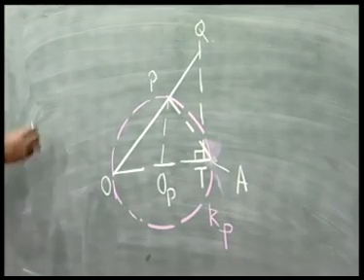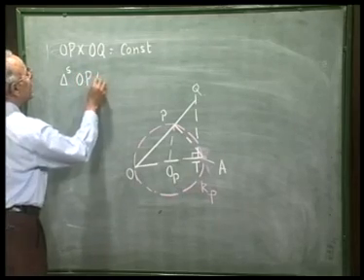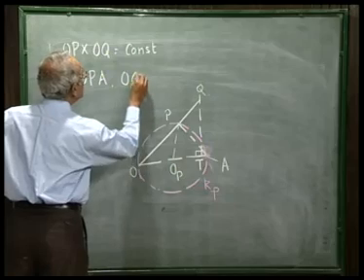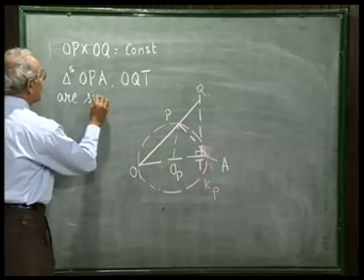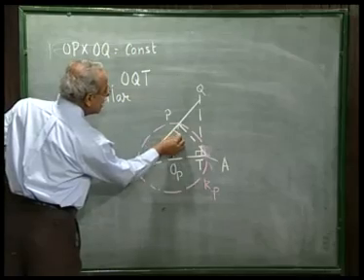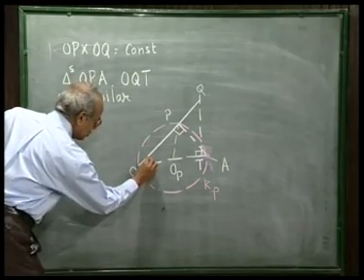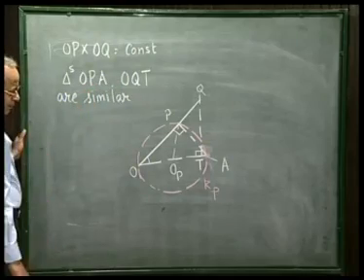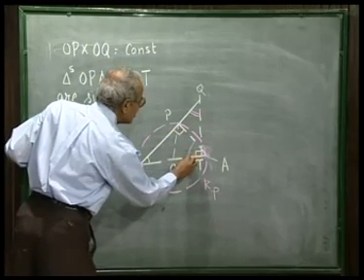Now, what we see is that if we consider two triangles, namely OPA, which is a right angle triangle, and OQT, which is again a right angle triangle, these two triangles are similar. Why? Because the angle at P is 90 degrees, the angle at T is 90 degrees, and this angle is common to both the triangles OPA and OQT, which immediately implies that these two triangles are similar because two of their angles are the same, which will mean this angle is equal to this angle.